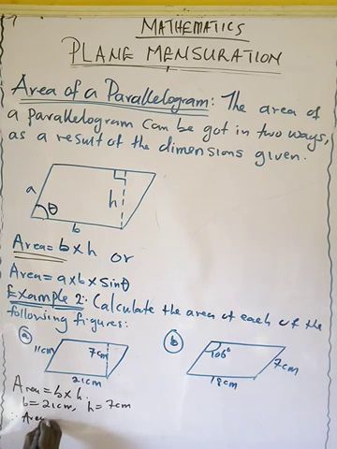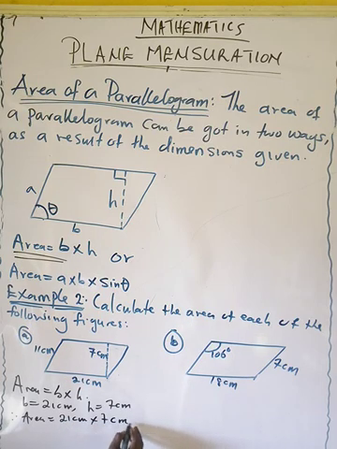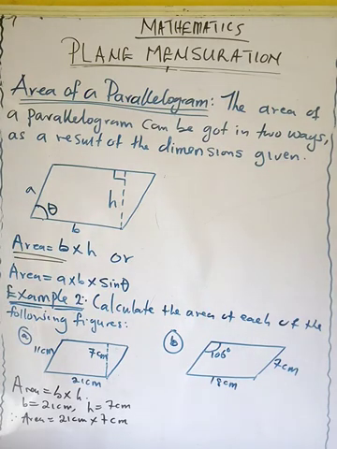Therefore, our area equals 21 centimeter times 7 centimeter. So 21 centimeter times 7 centimeter will give us 147 centimeter squared. So 21 times 7 will give us, that is 7 times 1, 7, 7 times 2, 14. Centimeter times centimeter, centimeter squared. So let's look at the second one.